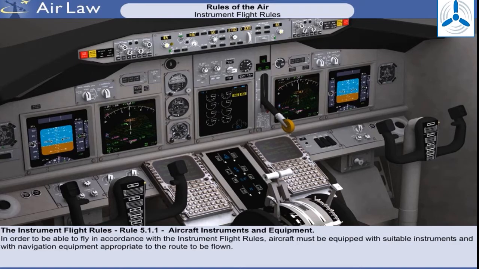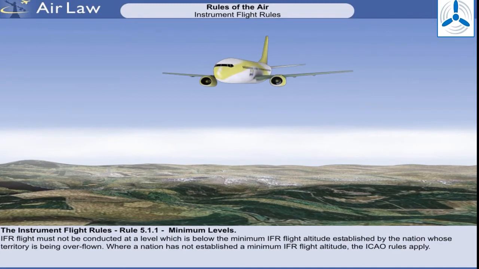In order to be able to fly in accordance with the instrument flight rules, aircraft must be equipped with suitable instruments and with navigation equipment appropriate to the route to be flown. Flight in accordance with the instrument flight rules must not be conducted at a level which is below the minimum flight altitude for IFR flight established by the nation whose territory is being overflown. Where a nation has not established a minimum IFR flight altitude, the ICAO minimum level rules apply.